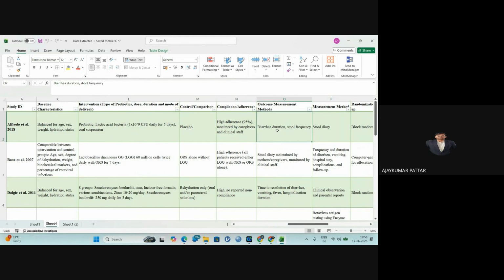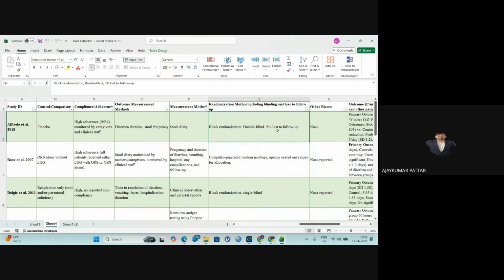But if you take the hypertension example, what will we do? We will take the outcome measurement as systolic blood pressure and diastolic blood pressure, our major outcome. We check whether they have mentioned, along with systolic and diastolic blood pressure, any mean arterial blood pressure or any other blood investigation related to hypertension, so that also we have to enter in the outcome measurement.